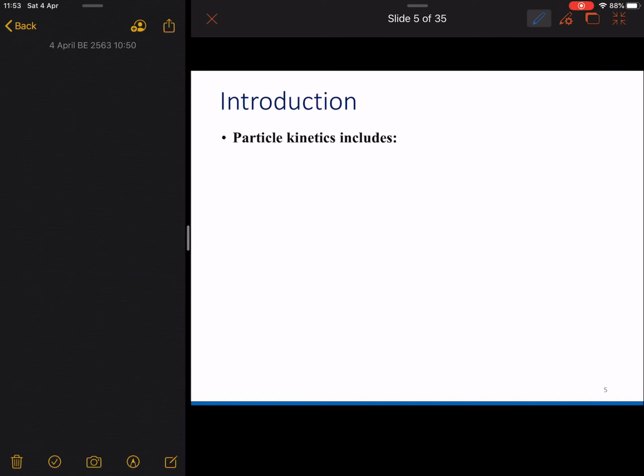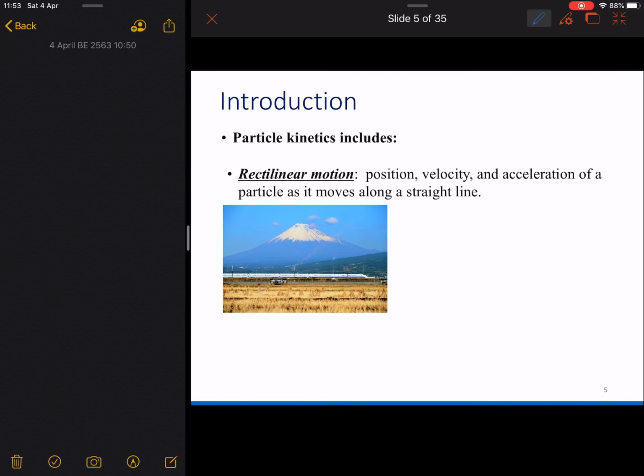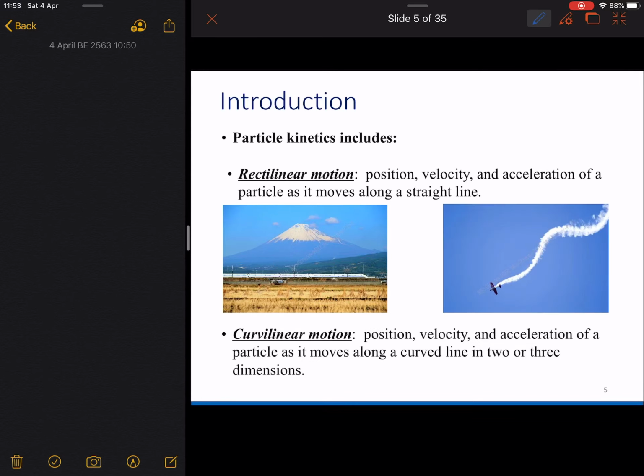Next, the introduction of particle kinematics. For the kinematics of particles, maybe these words are also important. The first one is rectilinear motion, which is the position, velocity, and acceleration of a particle as it moves along a straight line. And curvilinear motion is the position, velocity, and acceleration of a particle as it moves along a curve in 2 or 3 dimensions.